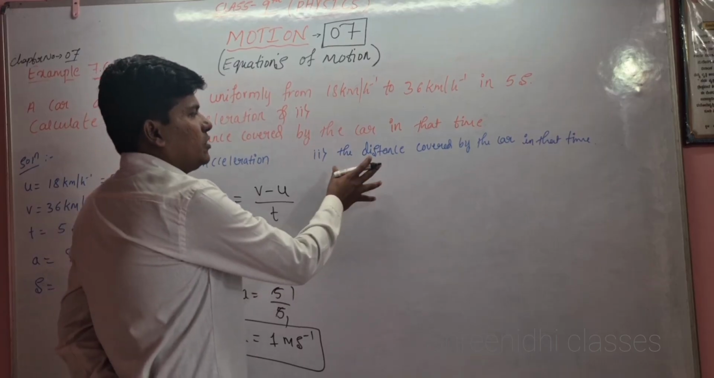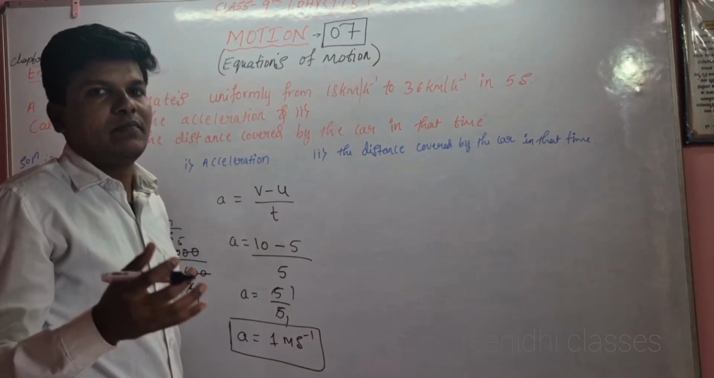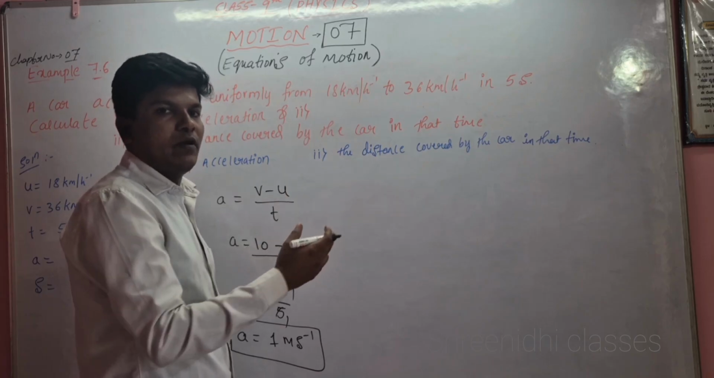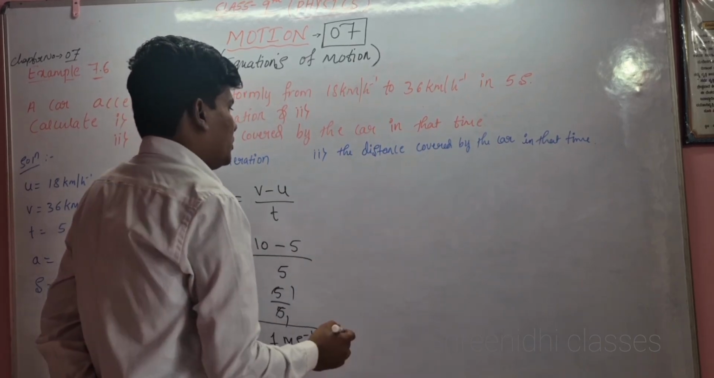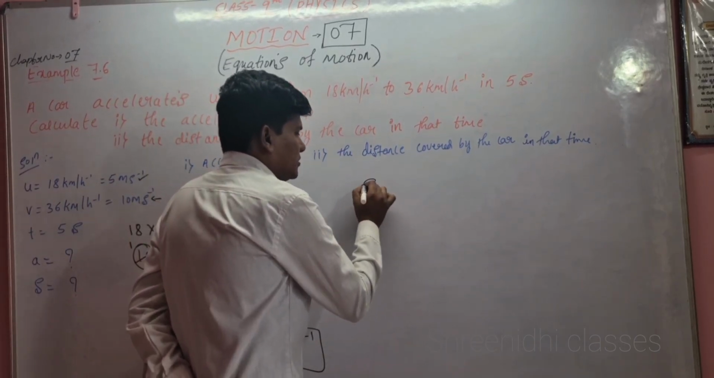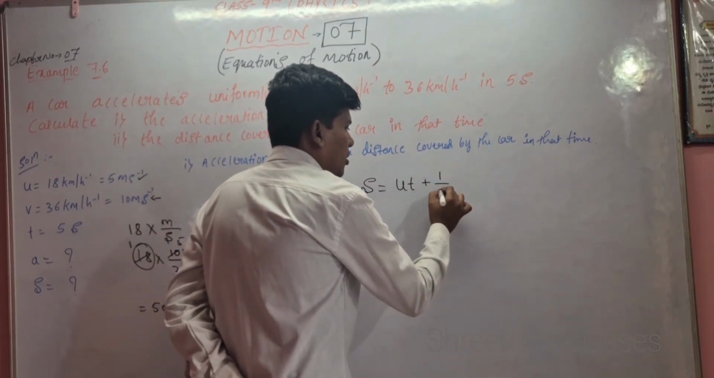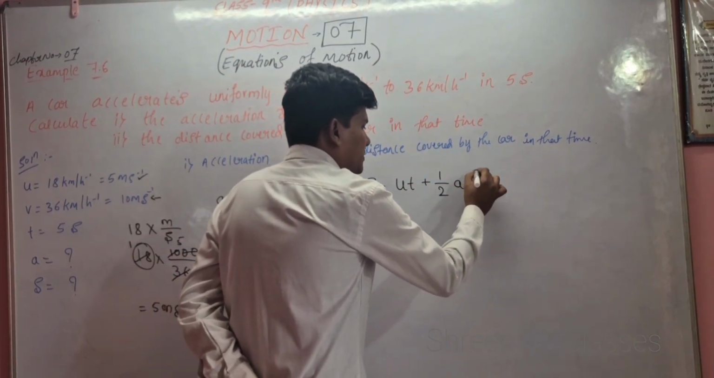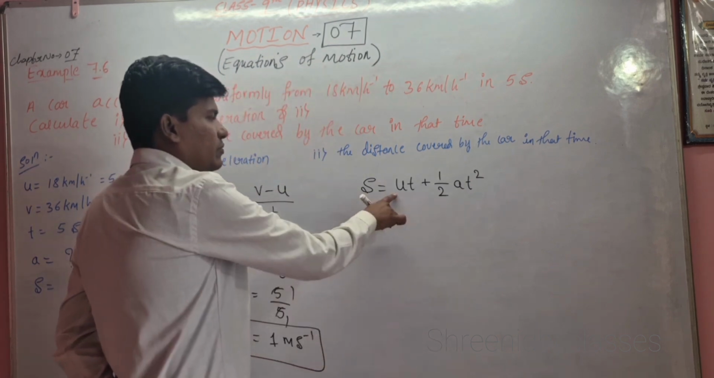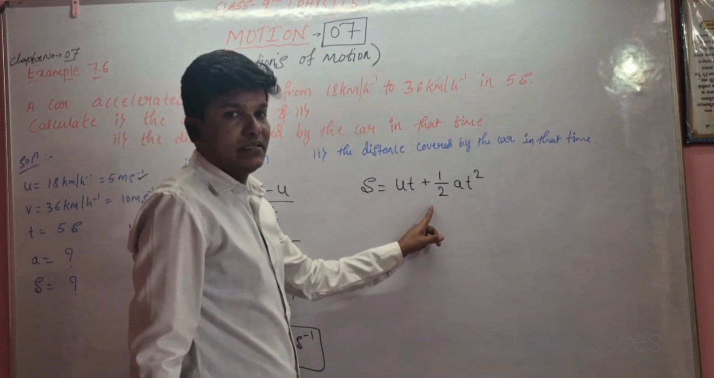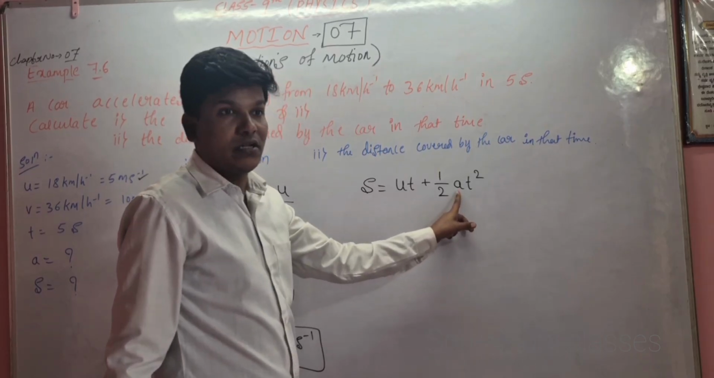And the second one, the distance covered by the car in that time. How much distance will the car travel in 5 seconds? We know the formula: distance s is equal to ut plus half at square. We know the initial velocity, we know the time, and the half is the same, and we found the acceleration and we know the time.